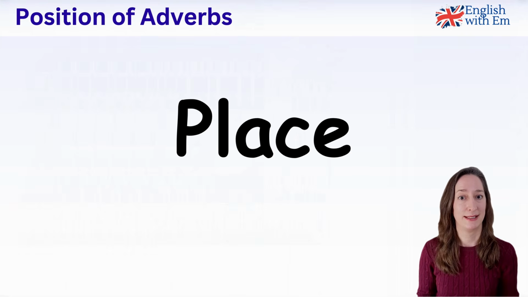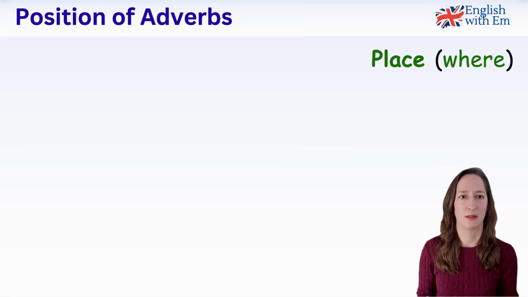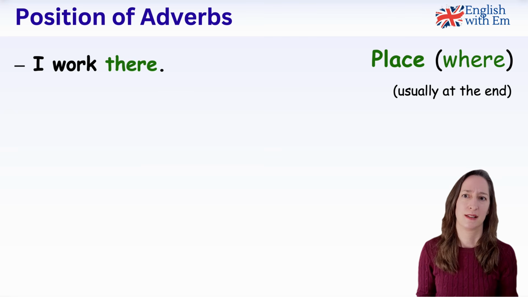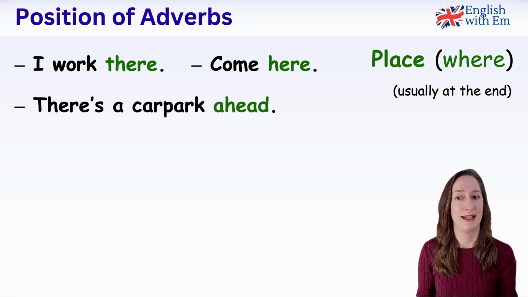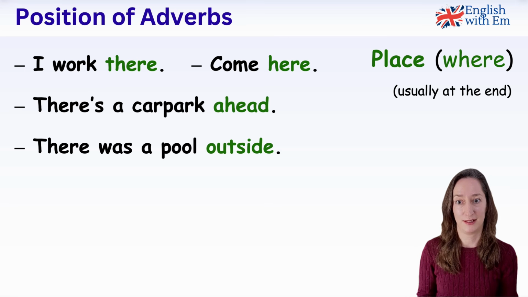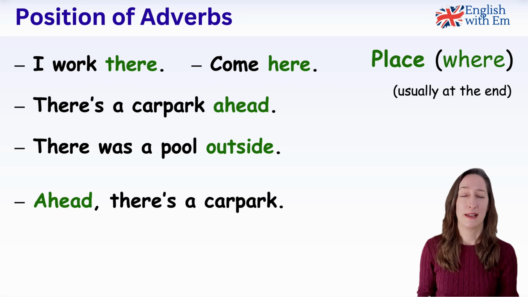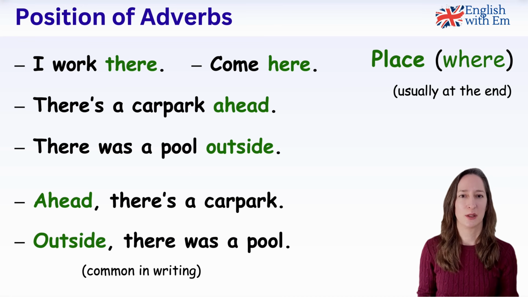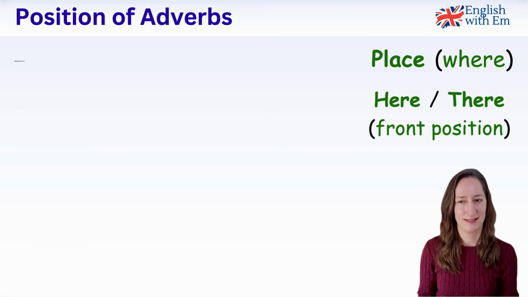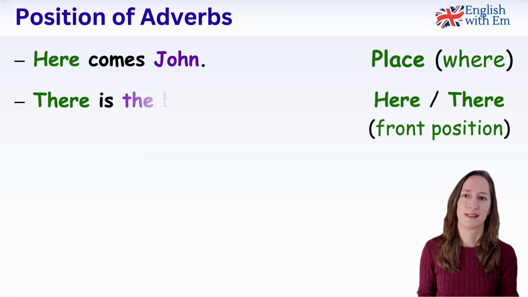Next up, we have place. So these adverbs tell us where something happens, and they usually appear at the end. I work there. Come here. There's a car park ahead. There was a pool outside. Now, you might sometimes see these in front position as well. Ahead, there's a car park. Outside, there was a pool. This is quite common in writing, but it's less common in spoken English, with a couple of exceptions, and those are here and there. Here comes John.